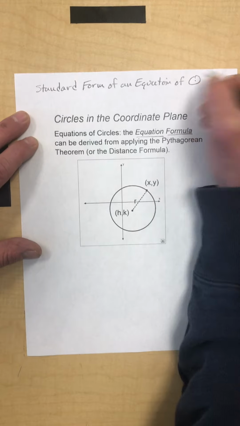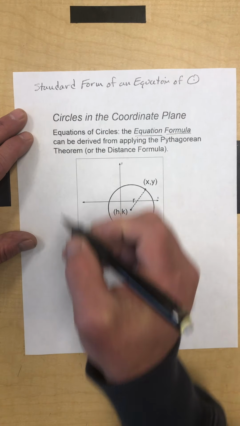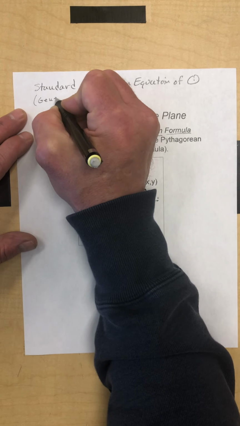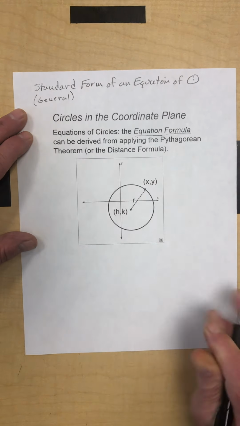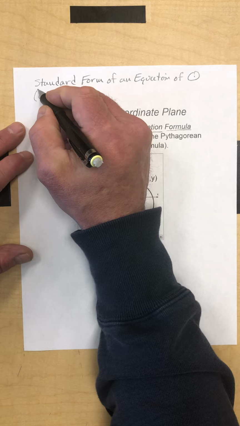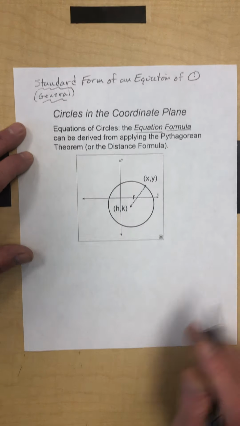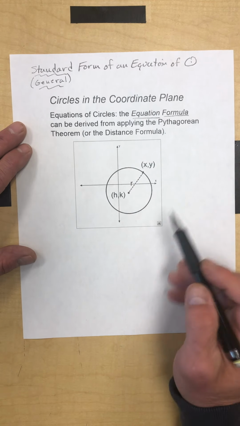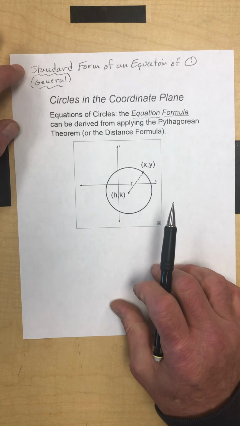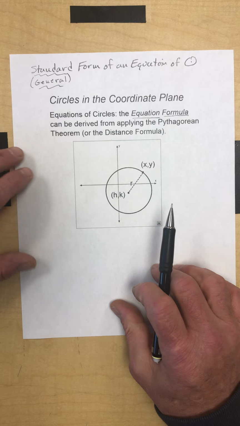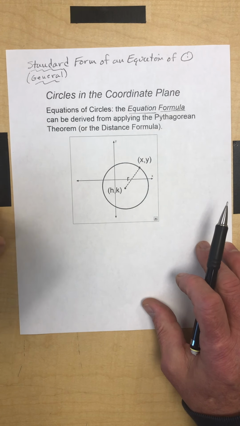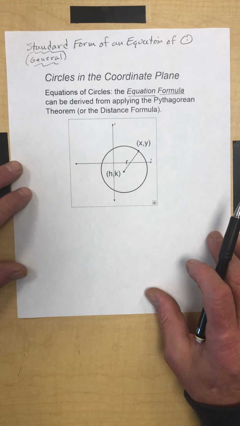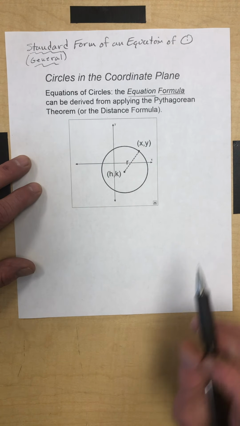Of a circle, okay? And even other times, rather than calling it standard form, they'll call it general form. Whether you call it standard form or general form doesn't make any difference. And we actually have a formula that allows us to come up with the standard form of an equation for a circle.